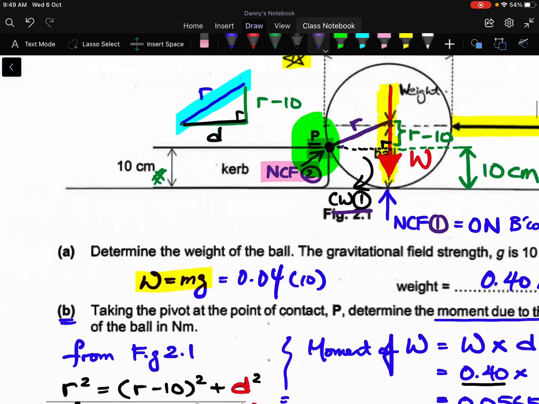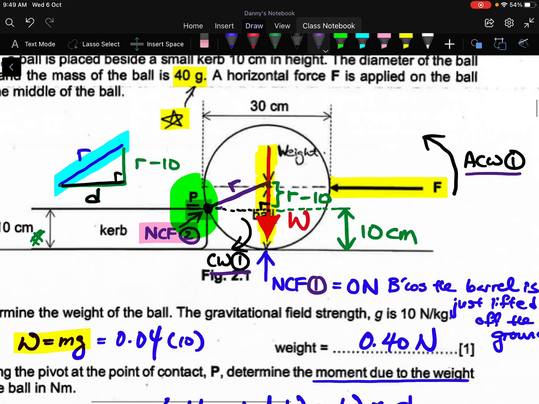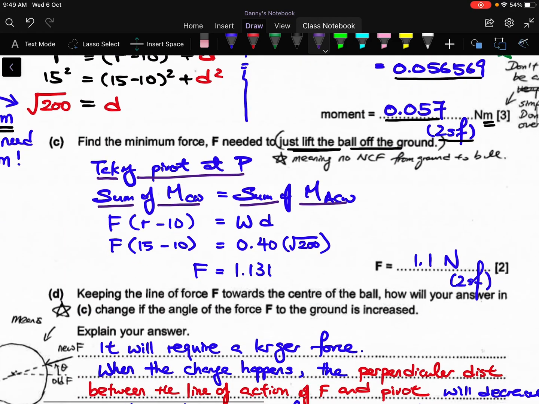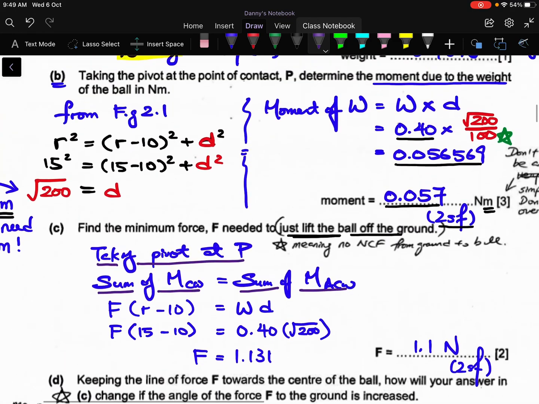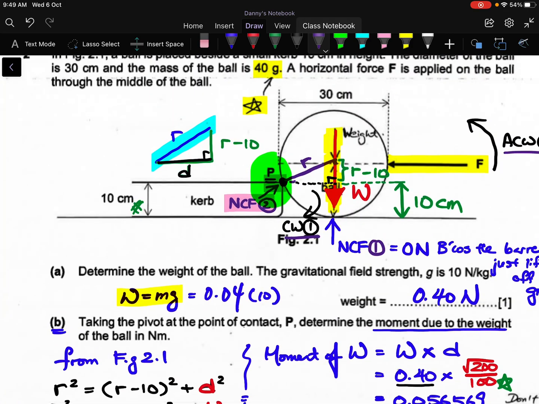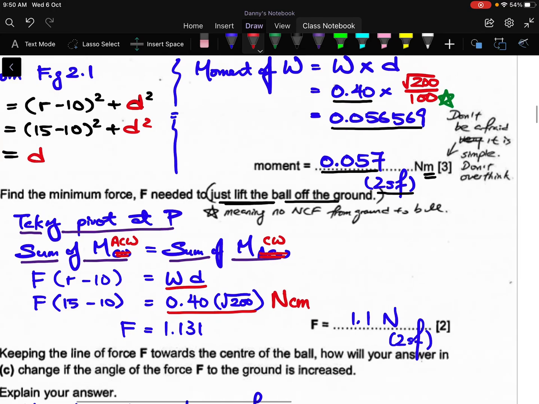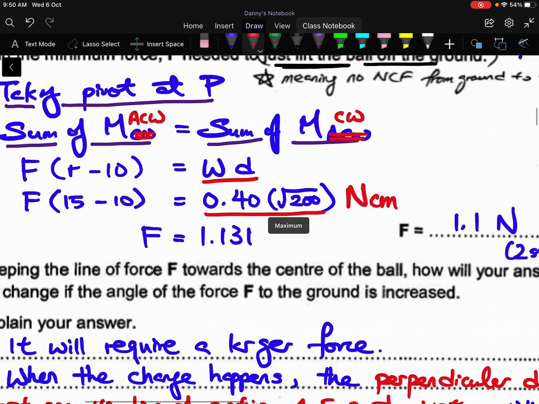So for the clockwise moment, it will be the weight, and we have already found it. It is 0.057. Down here, sorry, the anti-clockwise moment, the weight is, okay. I think I made a mistake over here. So this should be anti-clockwise and this should be clockwise. So the weight multiplied by square root 200. This will give you Newton cm. That's why I didn't sub this value directly inside, because the root 200 is in cm.